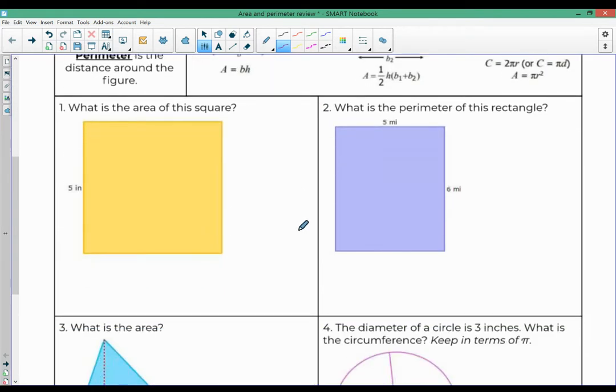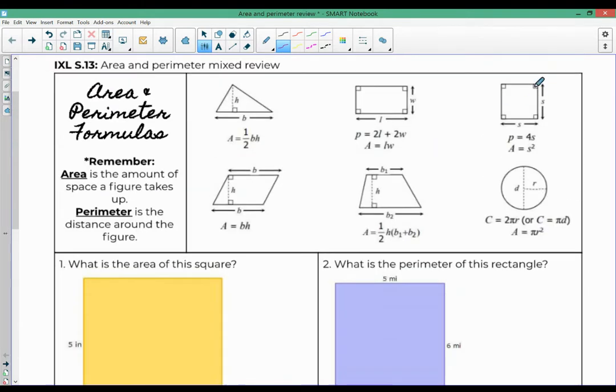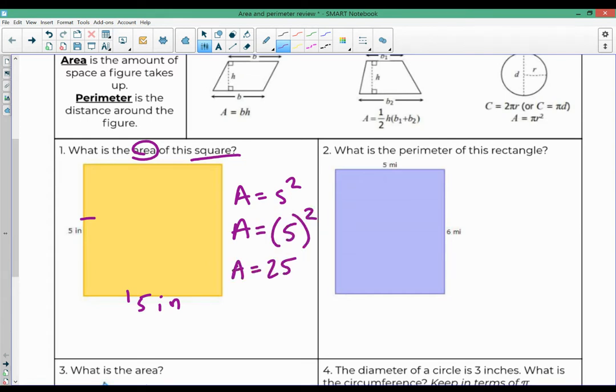So let's get to some practice problems. Number one, what is the area of this square? So we look up here and we have a square. A equals S squared, where S is one of those sides. So we're looking for area of a square. A equals S squared. So since it's a square, we know that these two sides are congruent and they're both 5 inches. So that's going to be 5 squared, which is 25. So it's 25 square inches. It's the area.